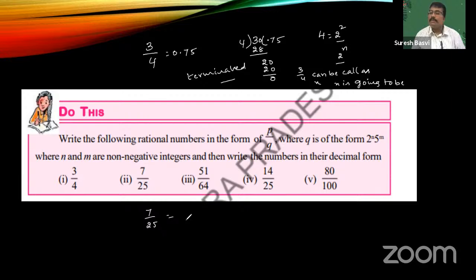Next 7 by 25. The denominator is in the form of 5 power m. There is no 2 at all. So like this, you have to do this. 0.0. 25 2s are 50. 25 8s are 200. So 0.28 is the answer. Am I right, Anna? Okay.